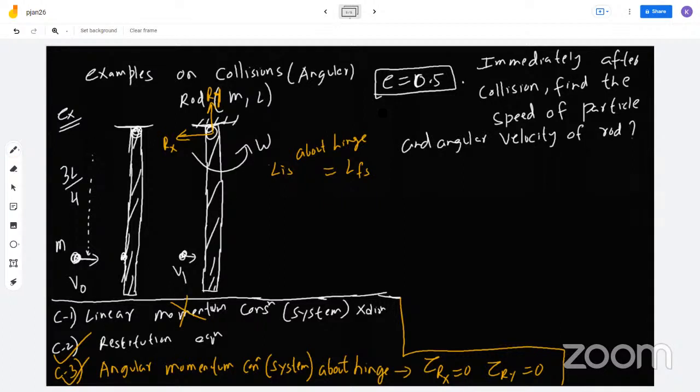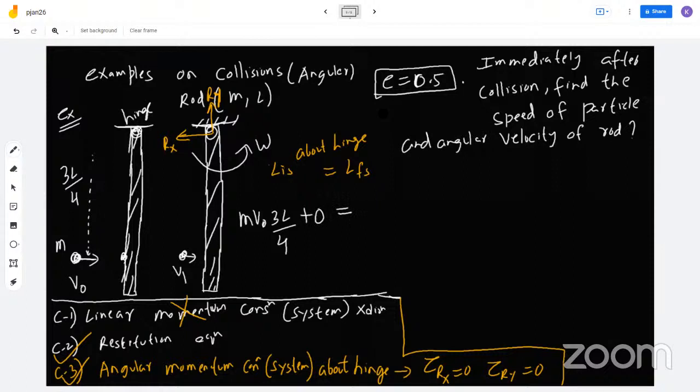What is the angular momentum of the particle? Linear momentum into perpendicular distance. The line of action of the linear momentum is this, and we have to find it about this point: 3L by 4. So m v naught, linear momentum, into perpendicular distance 3L by 4, plus the rod's, which is 0.